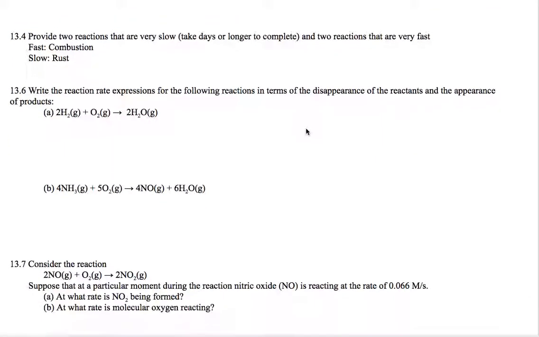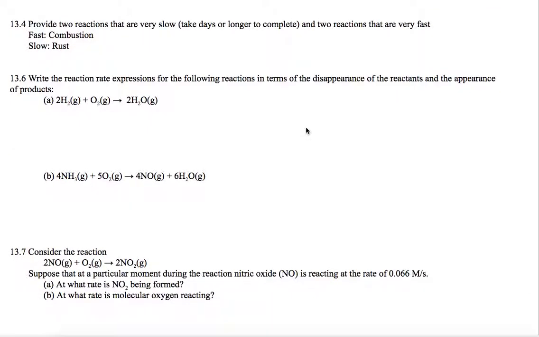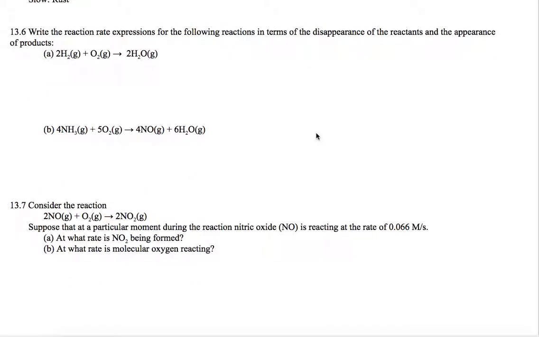All right, I didn't highlight this one in red, but two different reactions, one that's slow, one that's fast. Combustion reactions are almost always going to be very fast reactions, where like photosynthesis or rust is a slow reaction. Rate expressions, we have two different ones here.